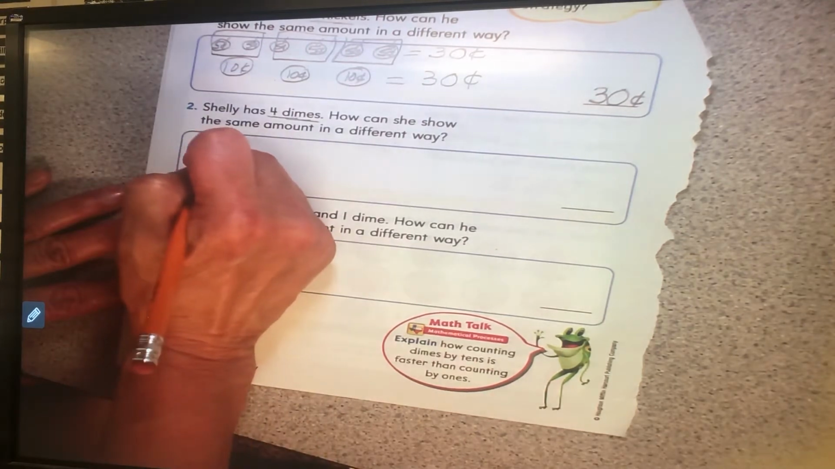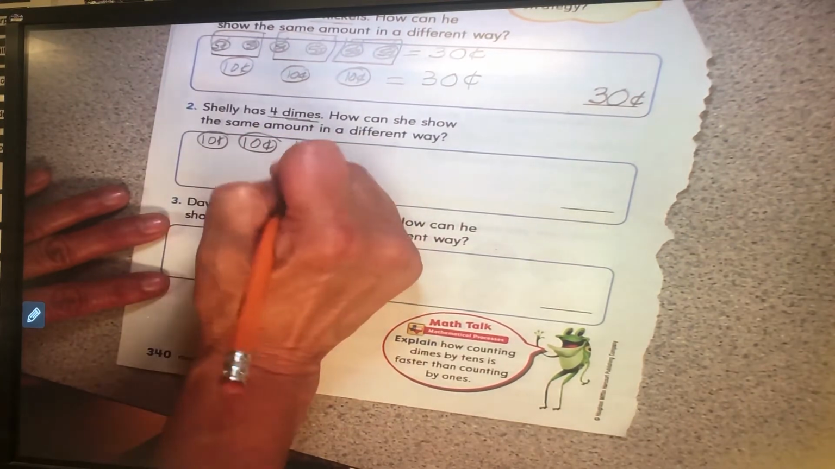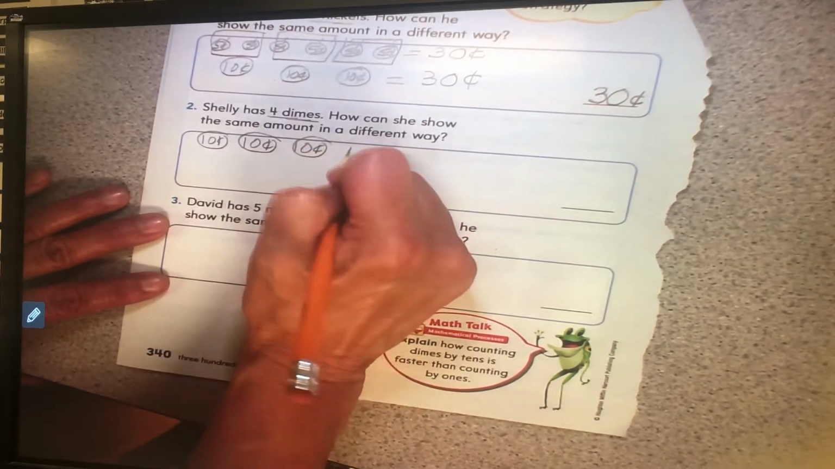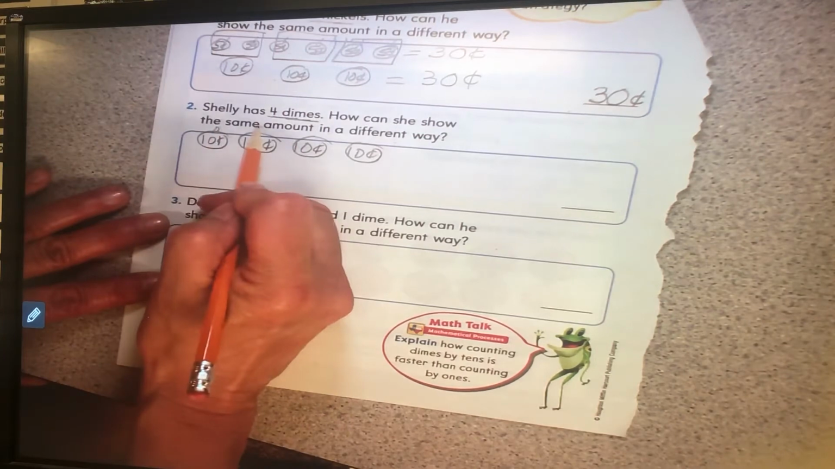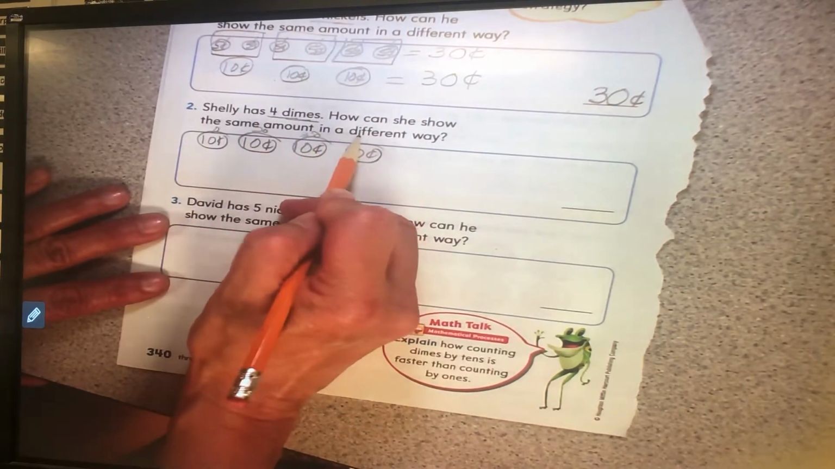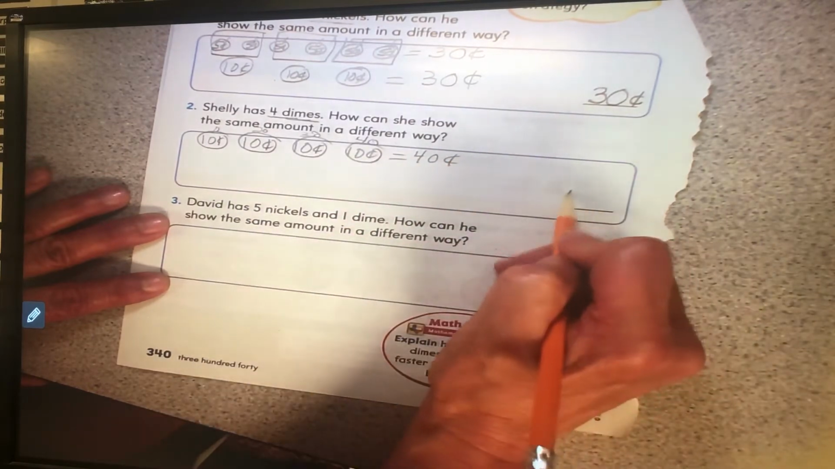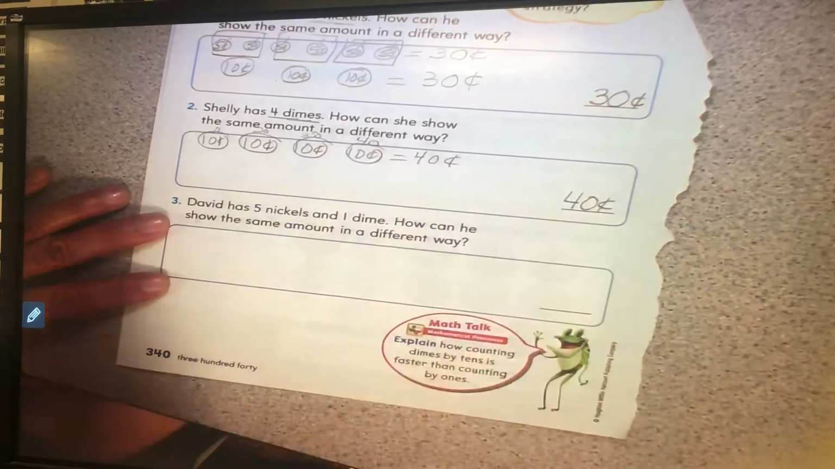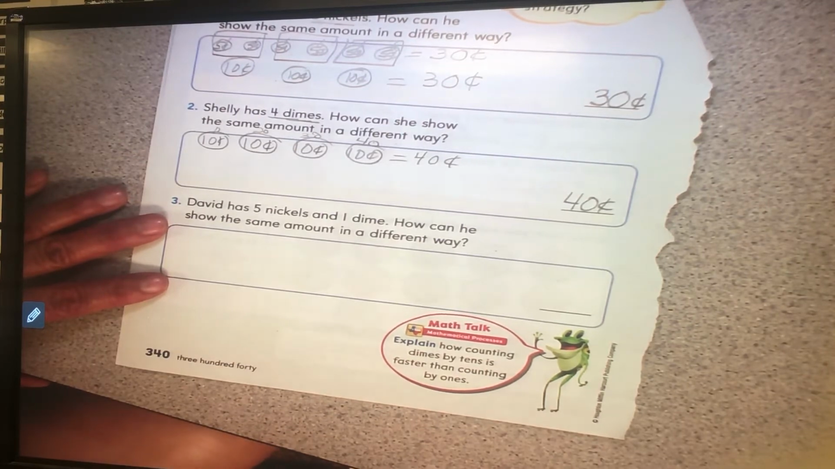So let's make 4 dimes. 1, there's 10 cents. 2, because a dime is worth 10. 3 and 4. 4 dimes. Let's count it. 10, 20, 30, 40. So it equals what? 40 cents. I'm going to put it right over here. 40 cents. So now I have to make it another way. One easy way I could make it, I could do 40 pennies is equal to 40 cents because we know 1 cent per penny, right? Well, let's see if we can find another way.